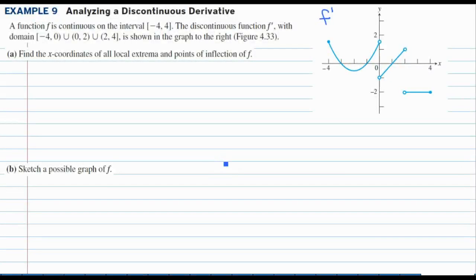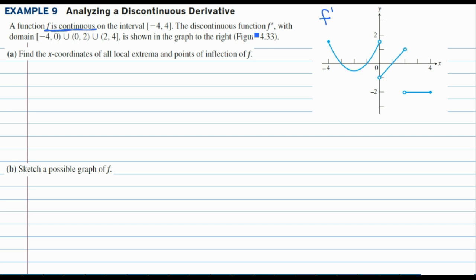This is the screencast for section 4.3, example 9, analyzing a discontinuous derivative. So if function f is continuous in the interval, that's huge right there. I'm going to underline that. F is actually continuous. So even though our derivative is discontinuous, f is going to be continuous. So when you draw your sketch of f, you know there aren't going to be any discontinuities in it. Okay, so f is continuous on the interval -4 to 4.